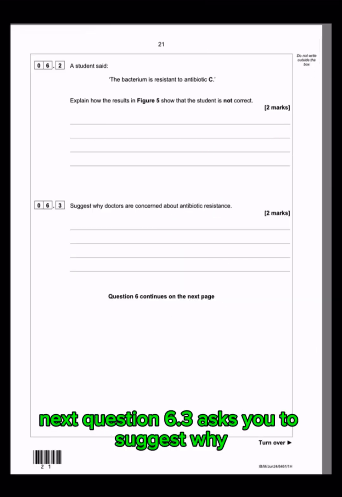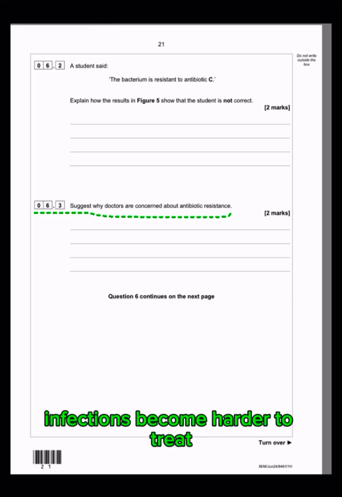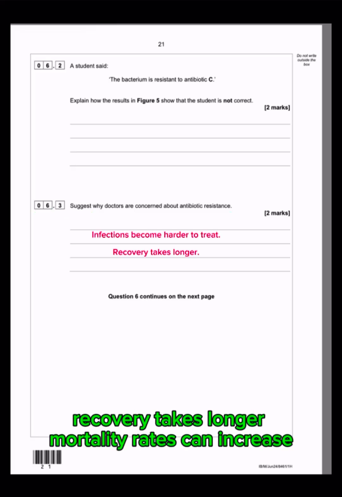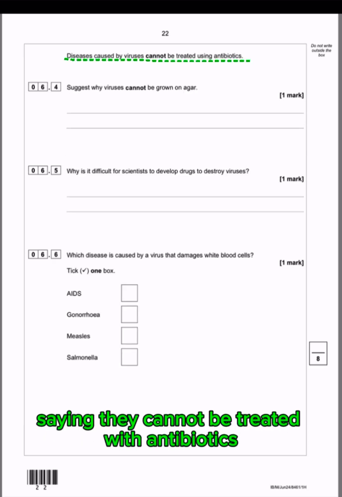Next, question 6.3 asks you to suggest why there is concern over antibiotic resistance. Infections become harder to treat. Recovery takes longer. Mortality rates can increase. The next slide starts with viruses, saying they cannot be treated with antibiotics.